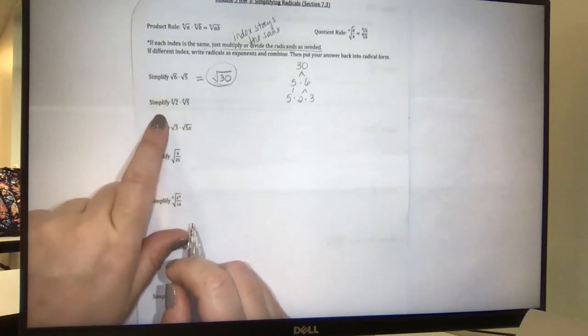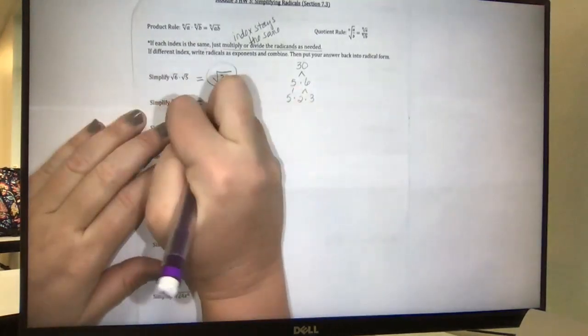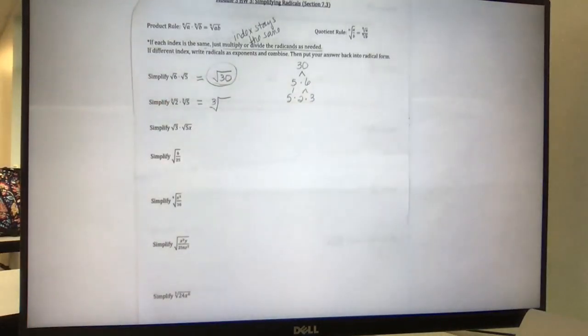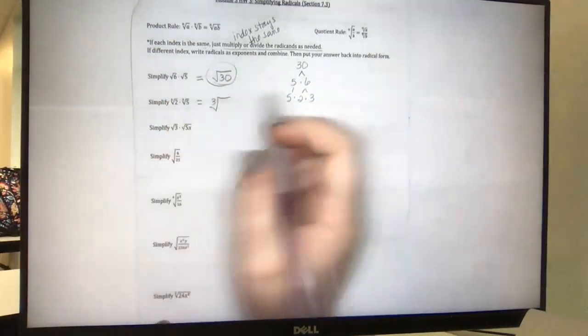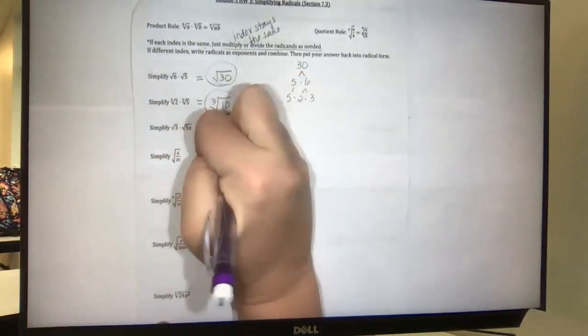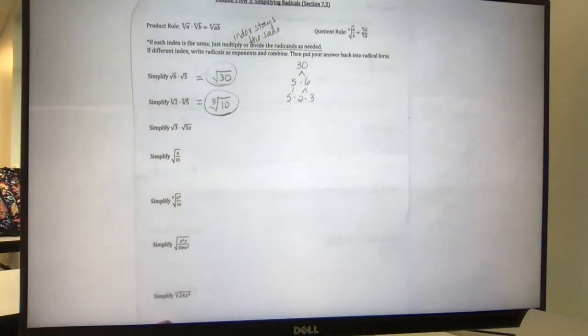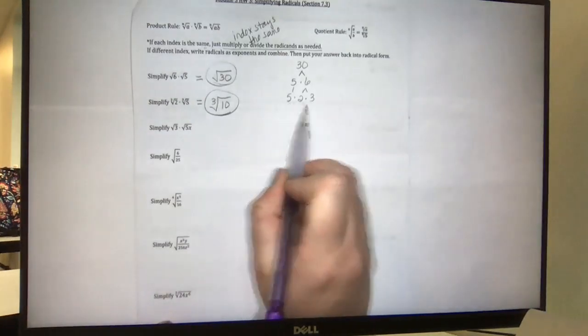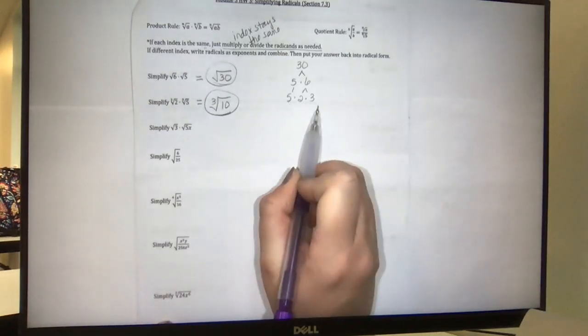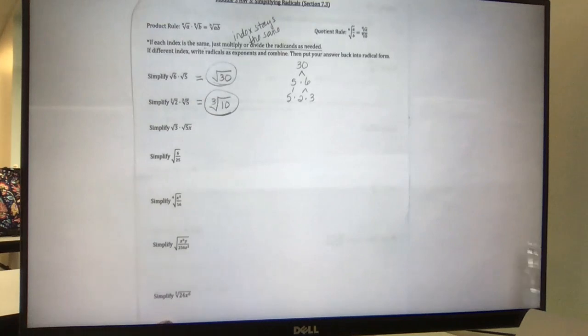Okay. All right, let's look at this guy. Each index is the same. We're good to go. Our answer is going to be a cubed root. Okay. Multiply what's inside. 2 times 5, we got a 10. Can't take the cubed root of 10, can't reduce it, you're done. How do I know I can't reduce it? You can do a factor tree. You're not going to have multiple numbers that are the same.